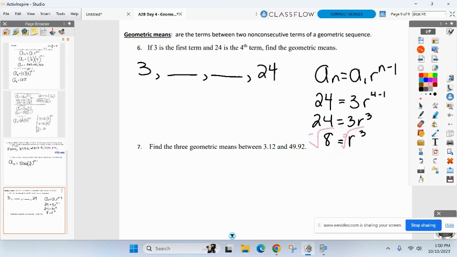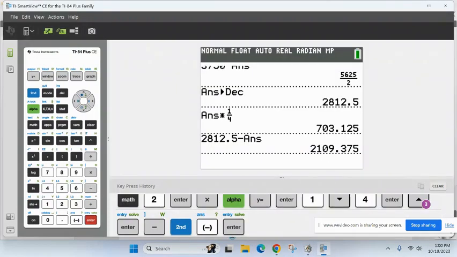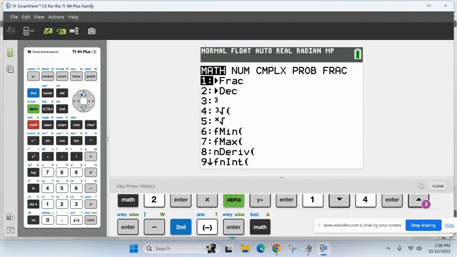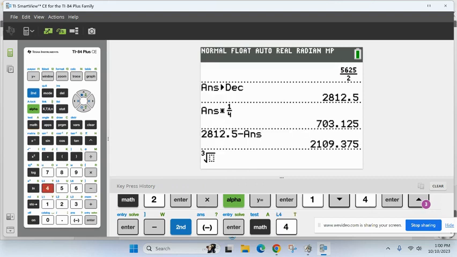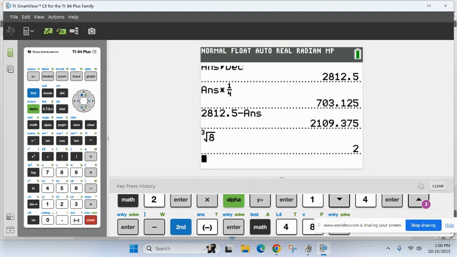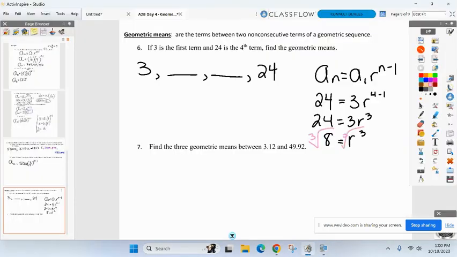I just want to make sure we're good on where to go on our calculator, because there are 2 different places. You can do cube root. I always go under math, and it's right there. I hit the math button on the left-hand side, and it's choice 4. The other way, I'm not even going to bother, why give you 2 different places. So we're doing the cube root of 8, and it ends up being 2. So there's my r value of 2.